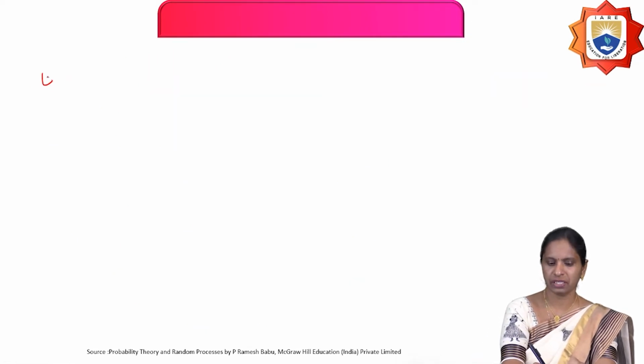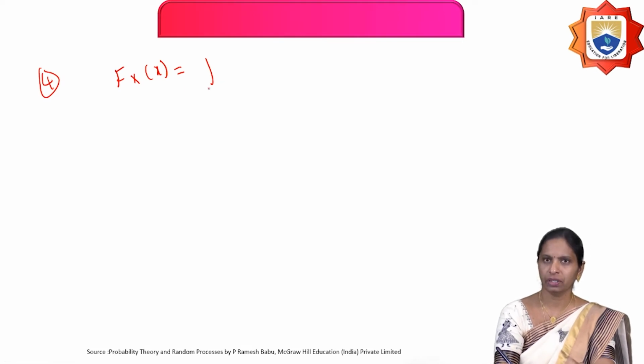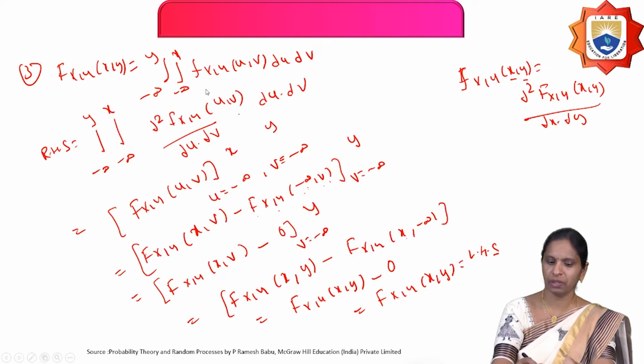And the fourth property states what? The marginal distribution function of the random variable x can be obtained by keeping one of the variables at infinity. So here you have to give y equals, sorry, here. So F_XY(x, y) equals the integration from minus infinity to y and minus infinity to x of f_XY(u, v) du dv. Now what I want here is the marginal distribution function of the random variable x. If you want the marginal distribution function of the random variable x, you have to keep y as infinity in the joint distribution function.